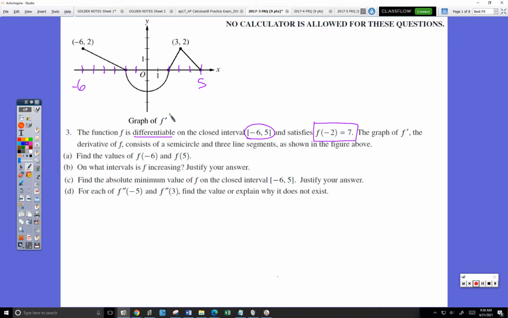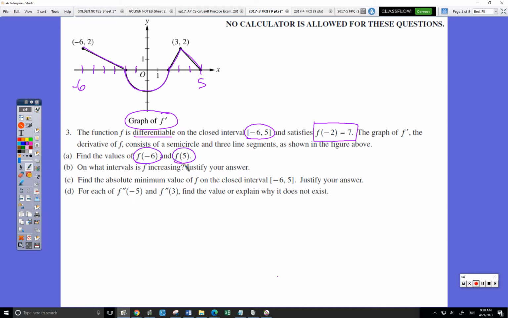Now be careful. This is f prime. But the value of f when x is negative 2 is 7. The graph of f prime, the derivative of f, consists of a semicircle. Read slow and careful. And 3 line segments, as shown. Find the value of f of negative 6 and f of 5.